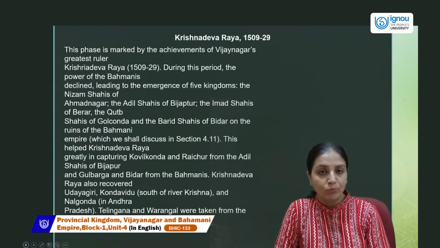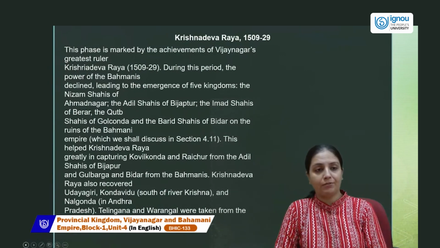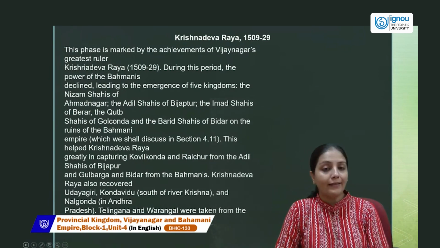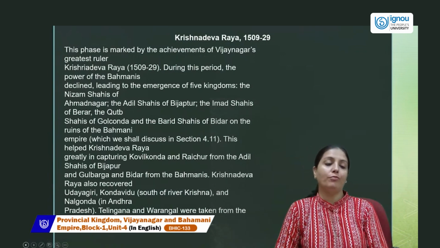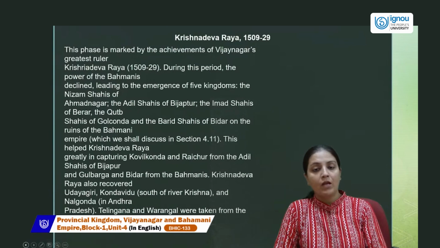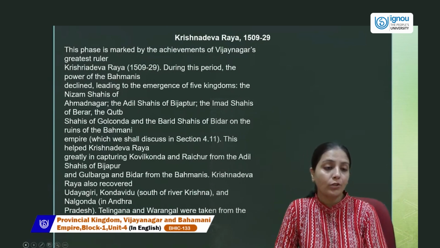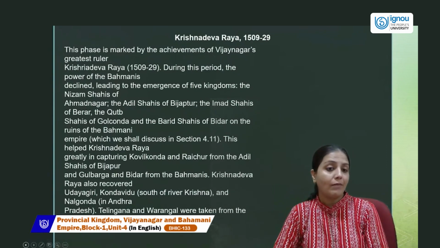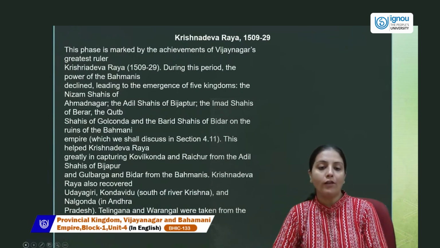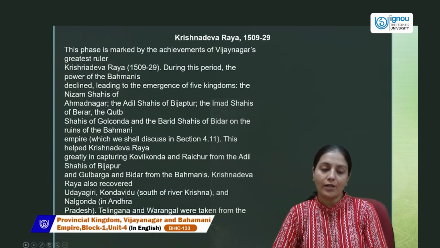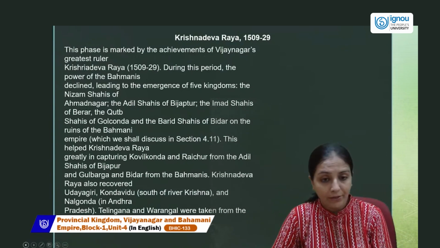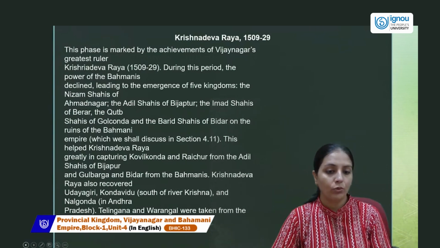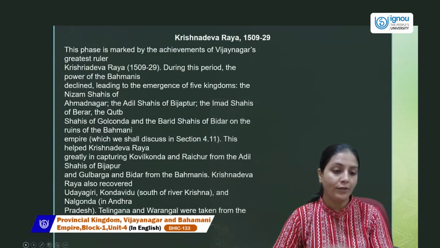1509 to 1529. During this period, the power of the Bahmanis declined, leading to the emergence of five kingdoms: the Nizam Shahis of Ahmednagar, the Adil Shahis of Bijapur, the Imad Shahis of Berar, the Qutub Shahis of Golconda, and the Barid Shahis of Bidar, on the ruins of the Bahmani Empire, which we shall discuss in section 4.11. This helped Krishna Dev Raya greatly in capturing Kovilkonda and Raichur from the Adil Shahis of Bijapur, and Gulbarga and Bidar from the Bahmanis. Krishnadev Raya also recovered Udaygiri, Kondavidu, south of the river Krishna, and Nalgonda in Andhra Pradesh.